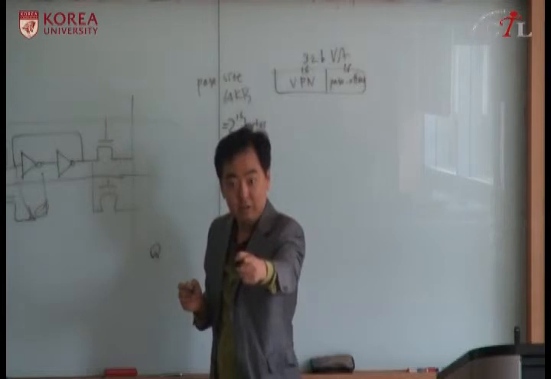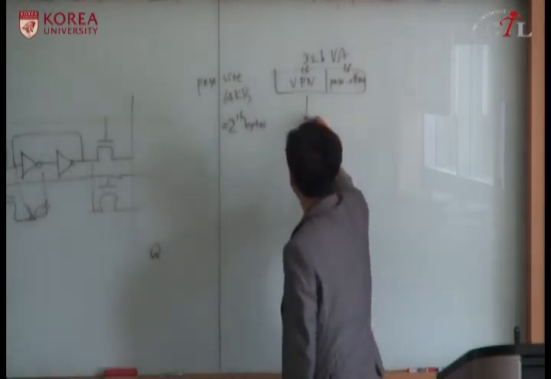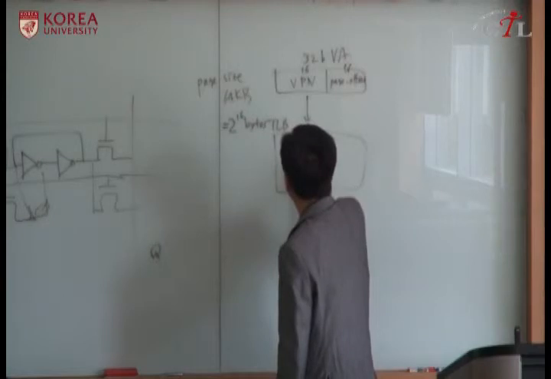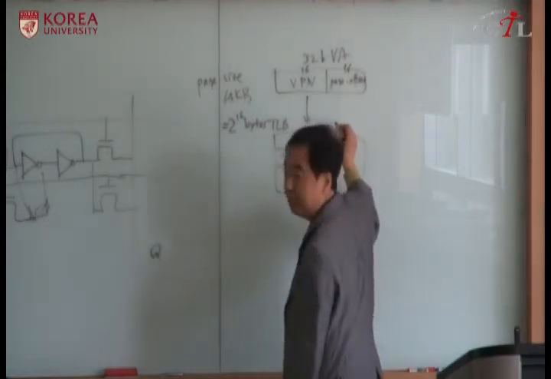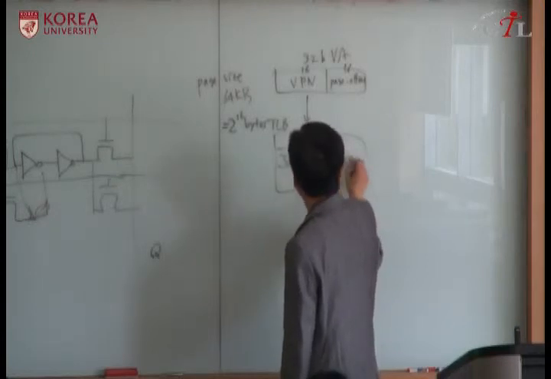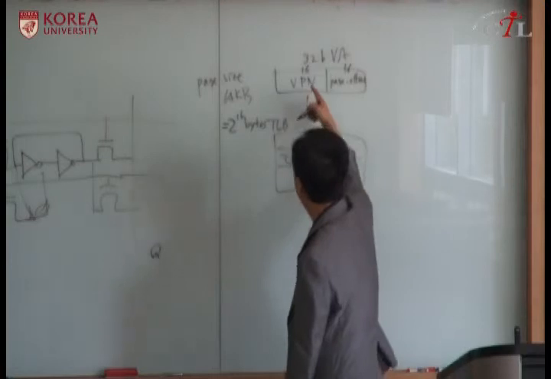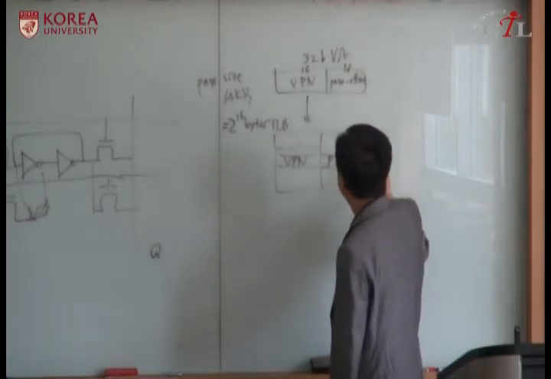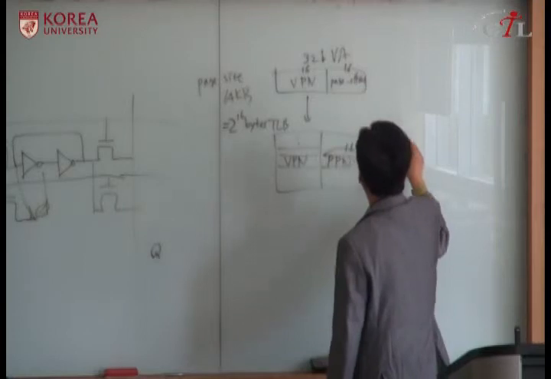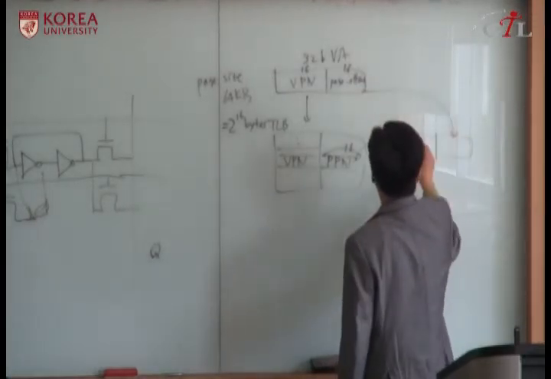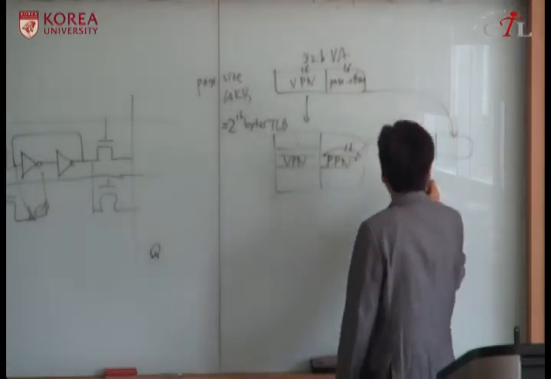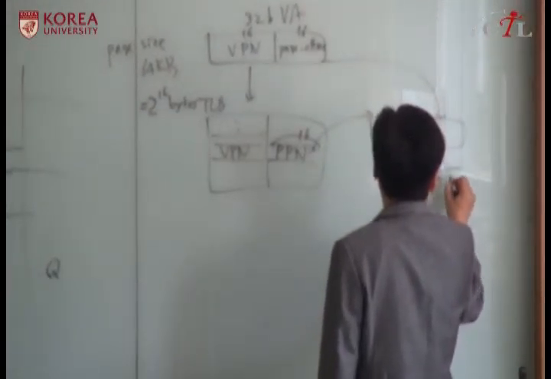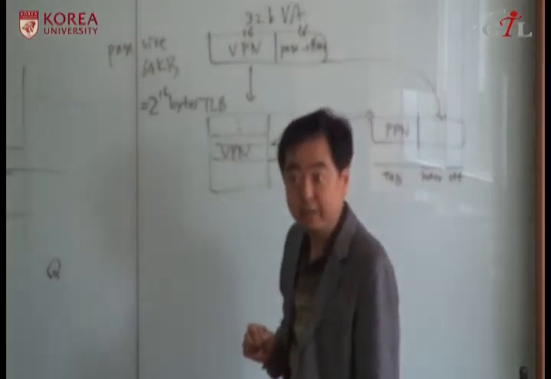Understood? Okay. So you access TLB. TLB contains VPN as tag. These are the tag. And the actual data is physical page number. Right? So if there is the same virtual page number, they translate using the physical page number. And if they use the same 32-bit physical address, this should also be 16 bits. And then the page offset here and physical page number here. From here, you get tag, index, and offset. Okay, which we have studied.